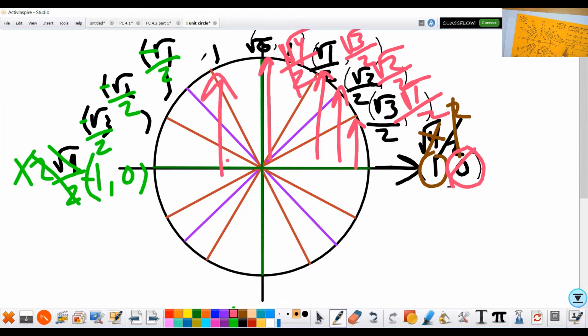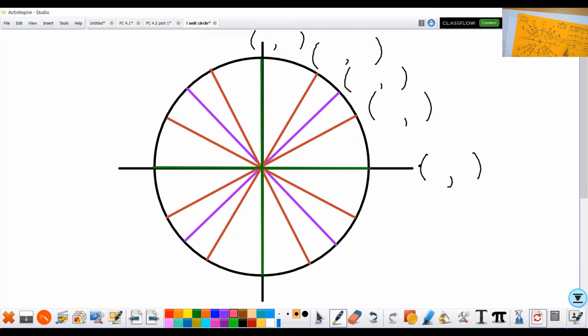I'm still up 3. I'm only up 2. I'm only up 1. And now I'm up 0. And of course, you put all the fractions underneath. So there is a pattern to go all the way around. And I noticed that the x's are always positive over here. And here, isn't this where all the x's are positive? So the cosines are positive. Over here, all the x's are negative, right? All those x's are negative.